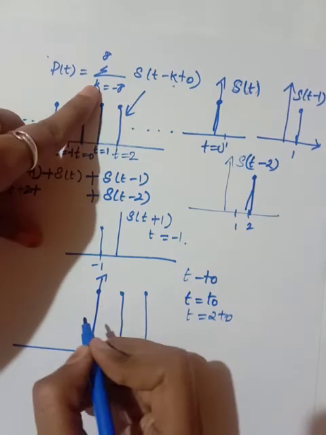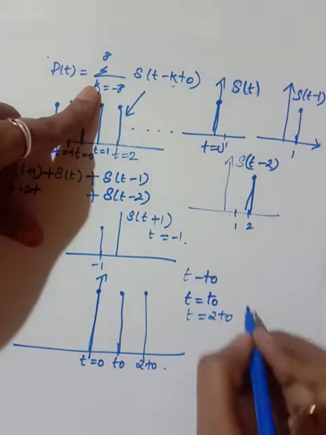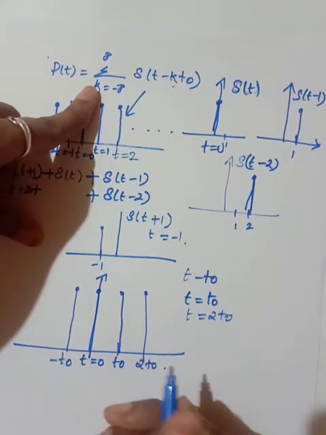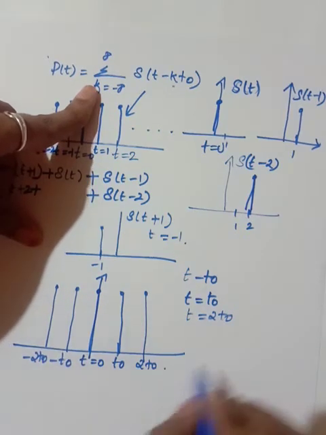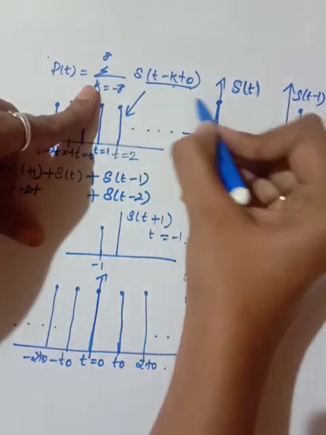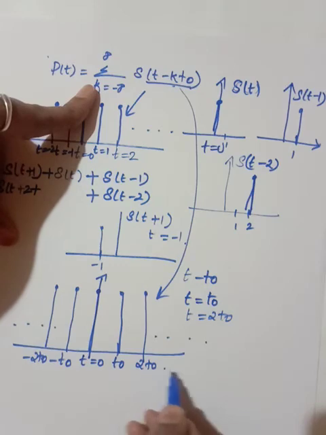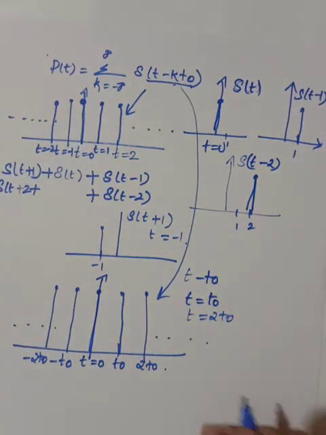Similarly, substitute the negative range minus 1. So minus 1 times minus t naught, you will get positive, so you will get an impulse at minus t naught here. Similarly here you will get minus 2 t naught. Like that you will generate impulses. So for this expression you will have an impulse at t naught, 2 t naught, up to 3 t naught and so on. Similarly this extends in the negative direction.